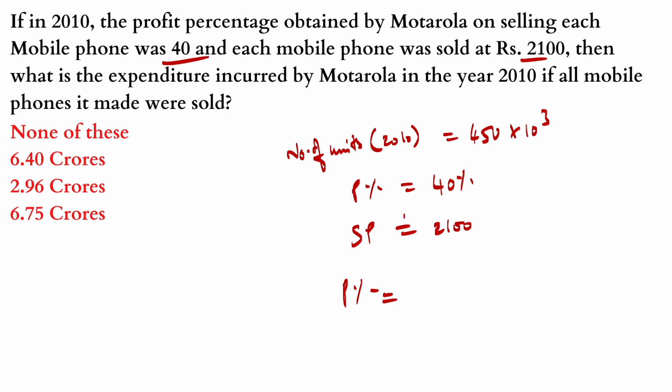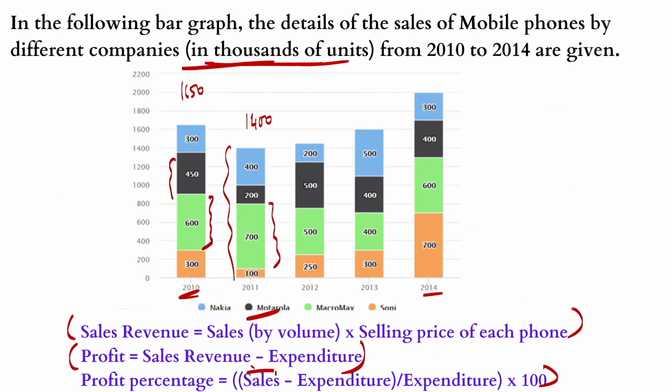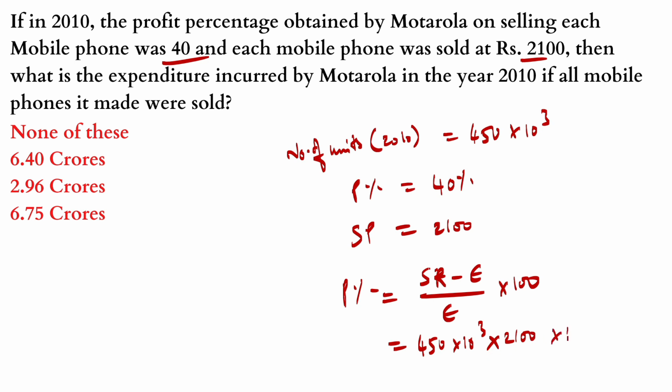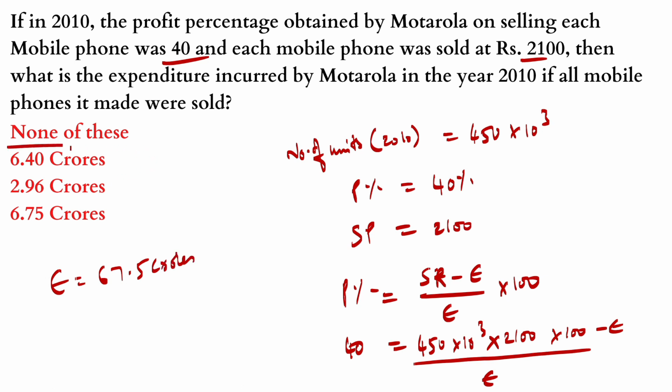We know profit percentage is, here it's given, right? Sales minus expenditure by expenditure into 100. Please remember, this is not the units sold, the value, the revenue of sales. Let me write it here. Sales revenue minus expenditure by expenditure into 100. What are total sales? Total sales are 450 into 10 power 3 units. But we must find the revenue. So each unit is sold for 2100, into 100 by expenses. This is profit percentage 40, right? So if we calculate, the value of E will be equal to 67.5 crores. So the option is none of these.